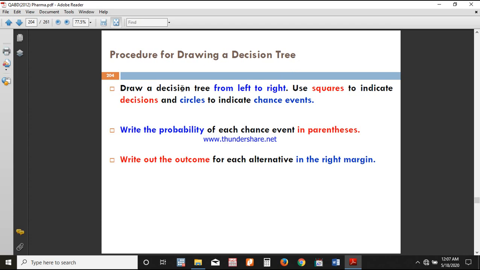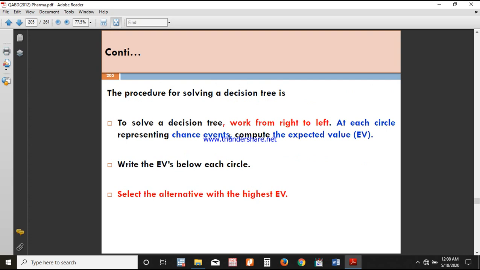The first step is to draw a decision tree from left to right, with squares representing the decision, whereas circles indicate chance events. The second step is writing the probability of each chance event in parentheses. And in the third step, write out the outcome for each alternative in the right margin. Therefore, these are the three steps that you should bear in mind.